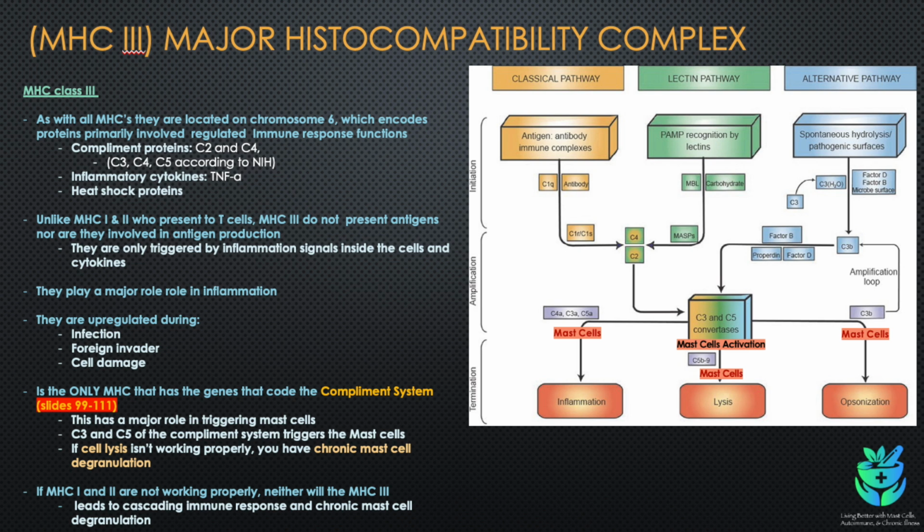It is the only MHC that has the genes that code for the complement system. This has a major role in triggering mast cells. C3 and C5 of the complement system trigger the mast cells. If cell lysis isn't working properly, you have chronic mast cell degranulation. And if MHC1 and 2 are not working properly, neither will the MHC3. This leads to cascading immune responses and chronic mast cell degranulation.